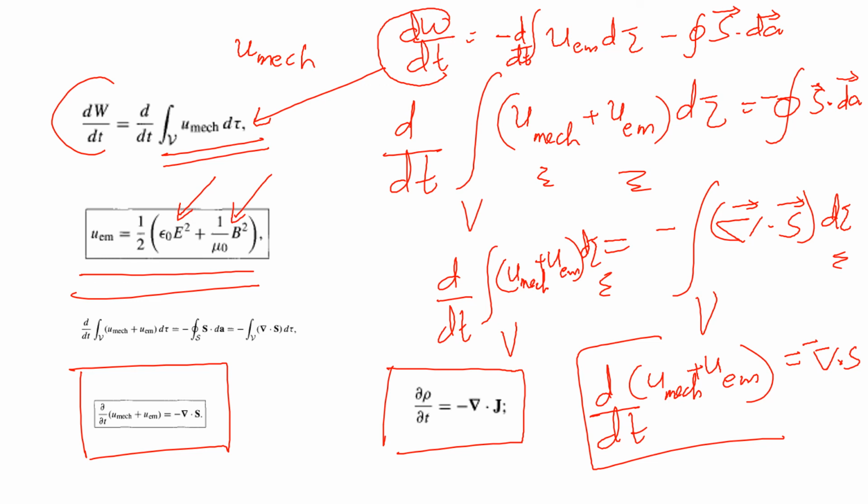Okay, so in this module we learned about Poynting's theorem, its proof, and the Poynting vector, and also we learned about the differential form of Poynting's theorem and its similarity with the continuity equation. Okay, students, thank you.